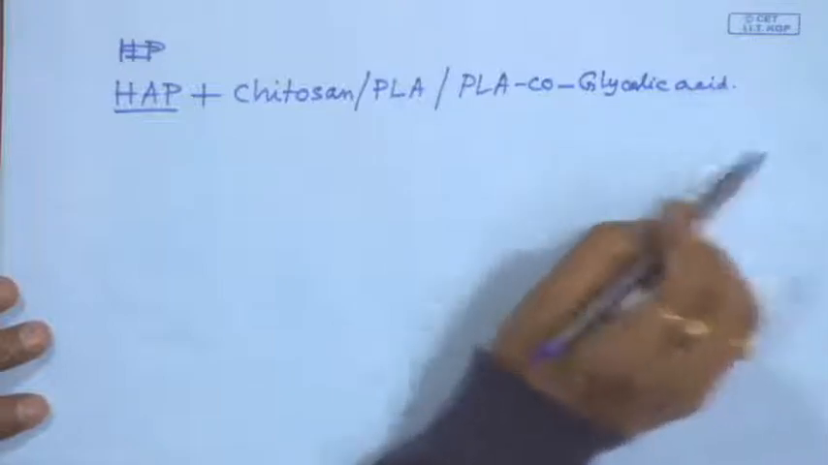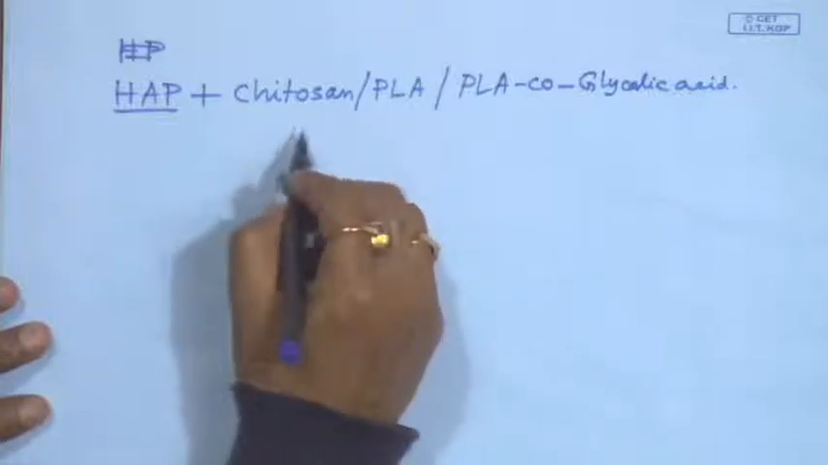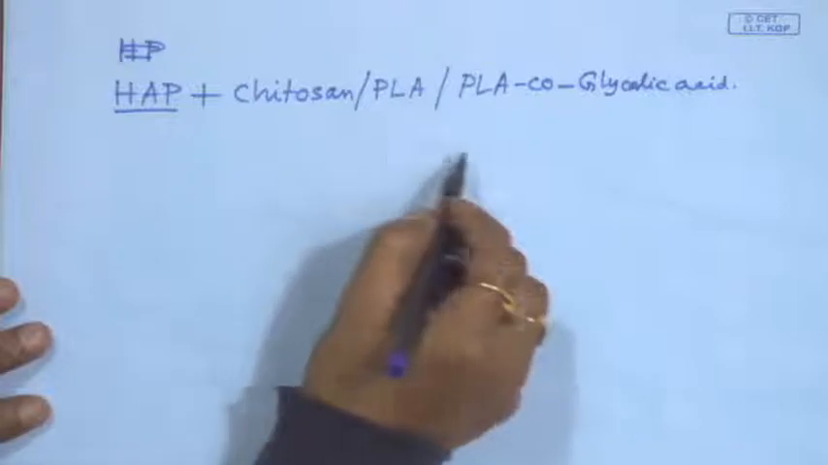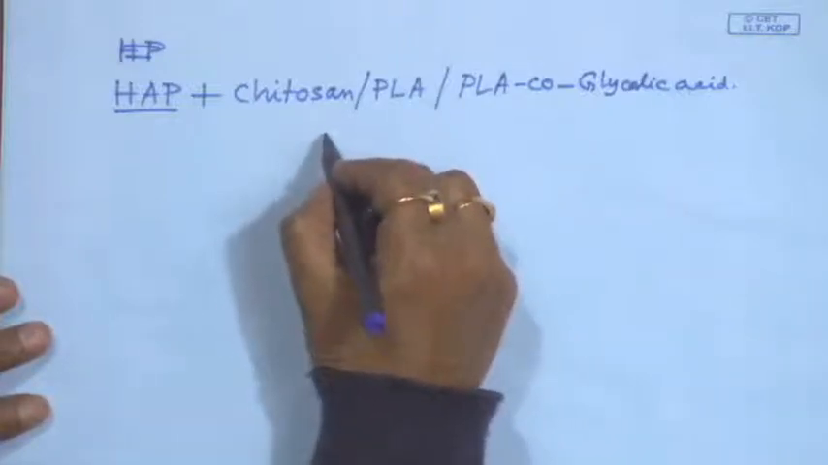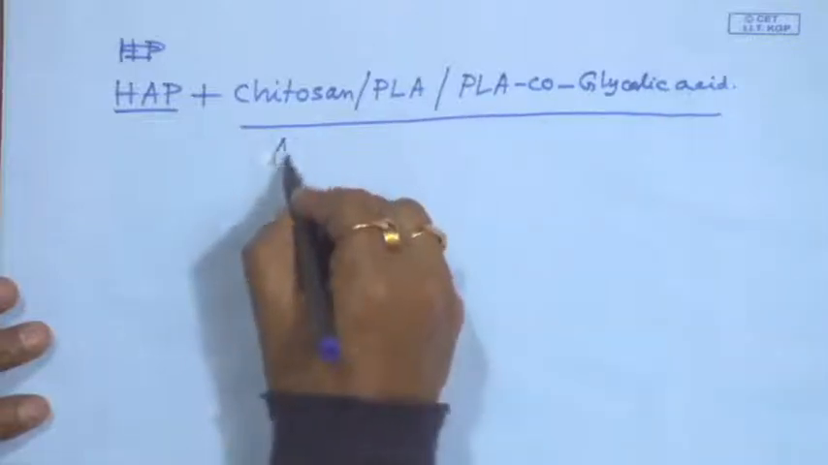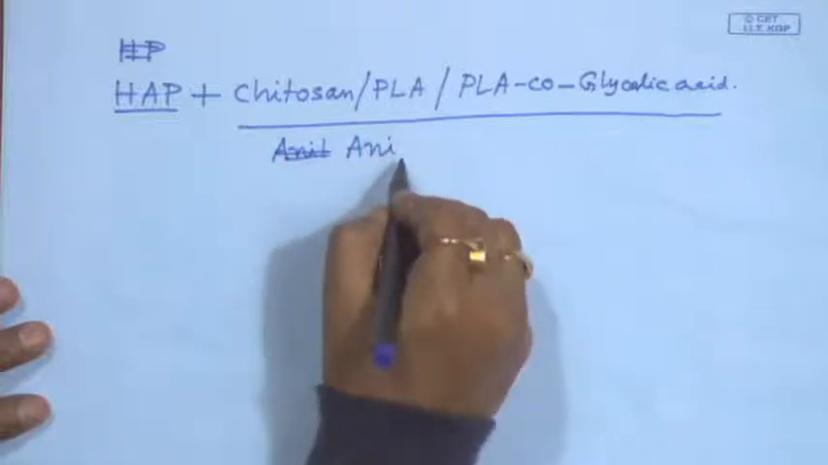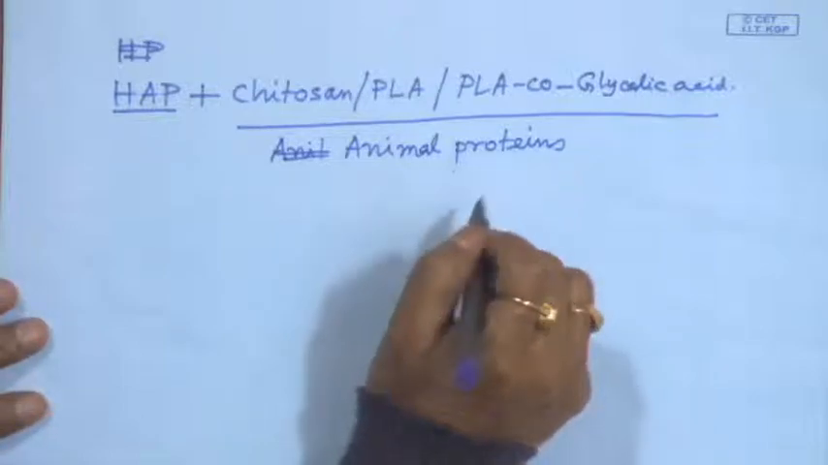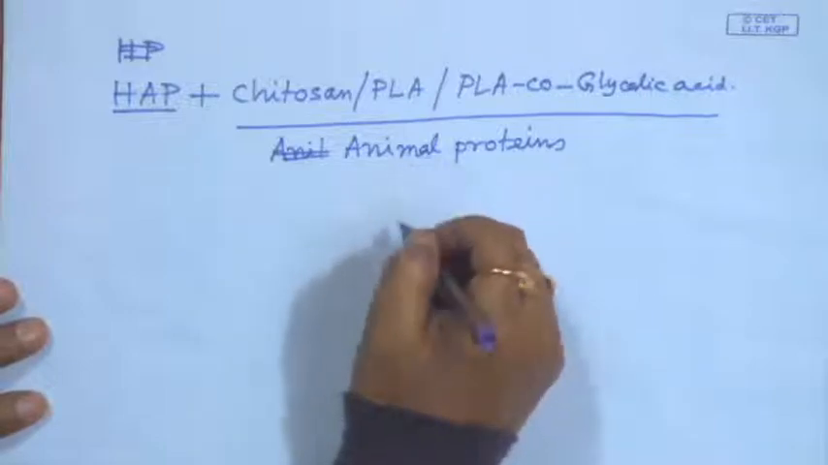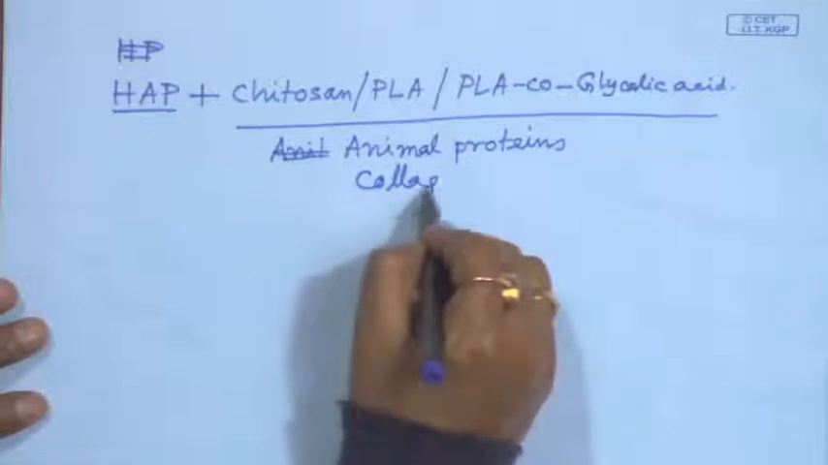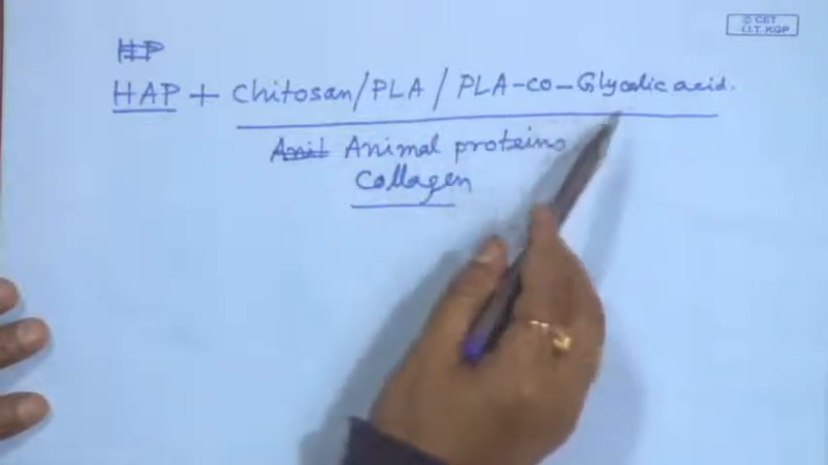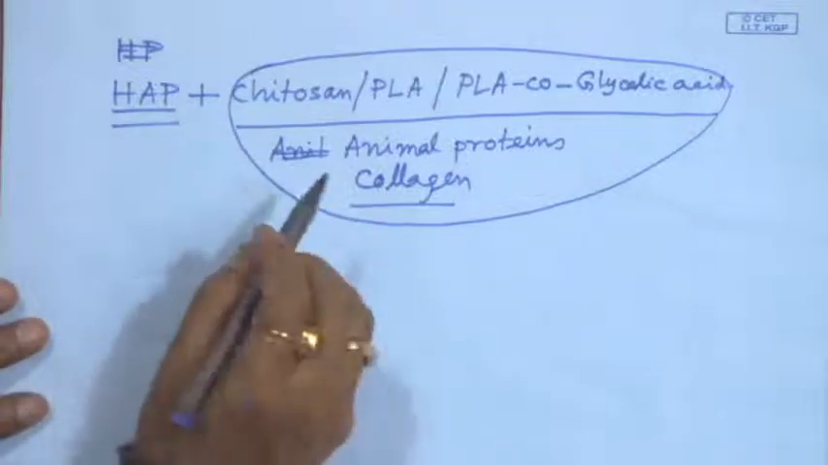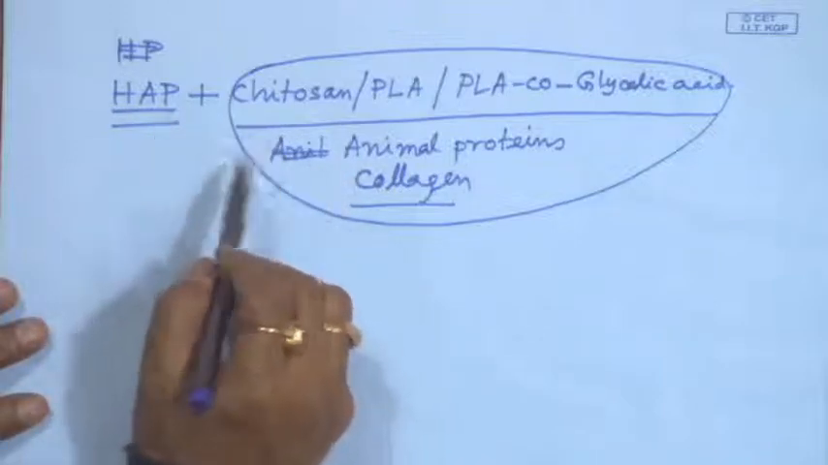ester, or natural animal proteins, other animal proteins, can also be used as matrix material, or collagen. This collagen, chitosan, PLA, PLA co glycolic acid, other animal proteins as the matrix resin, and HAP or some other inorganic oxides can also be used as reinforcement for making artificial bone.